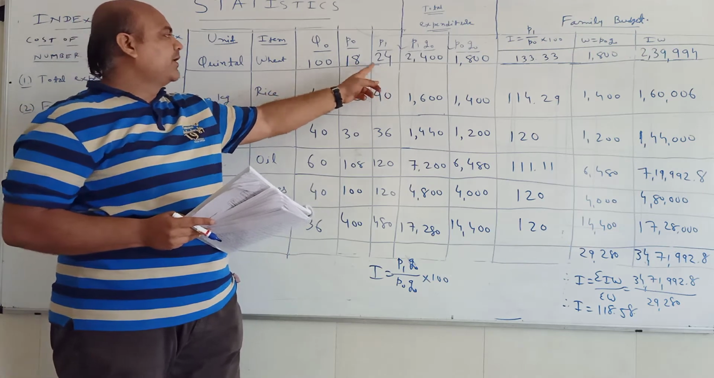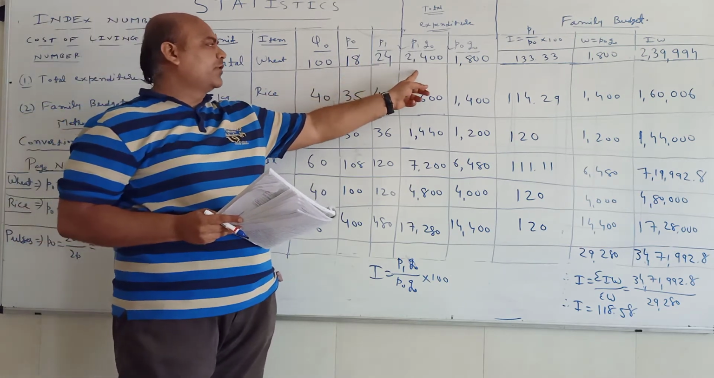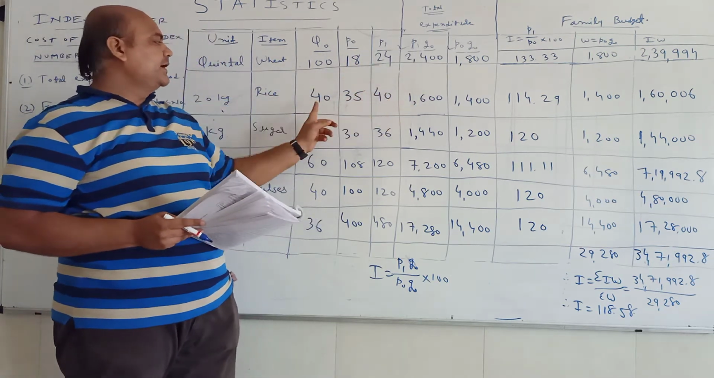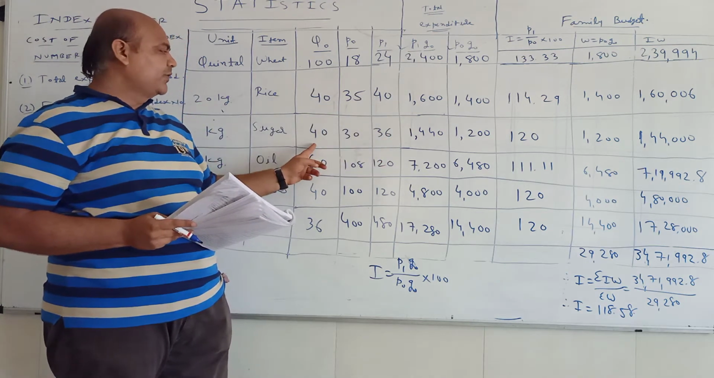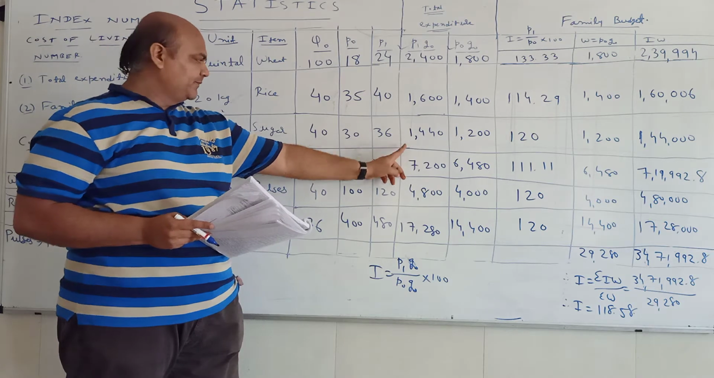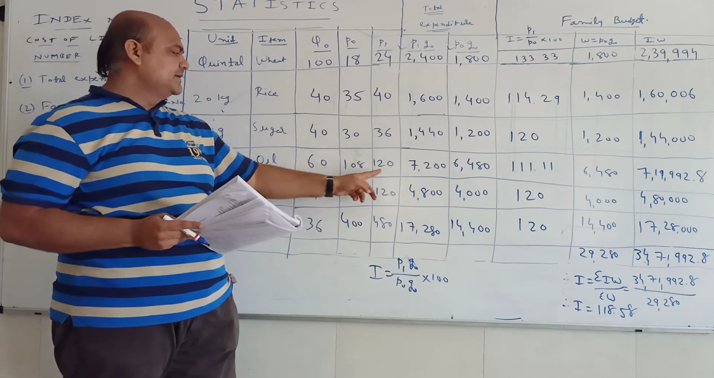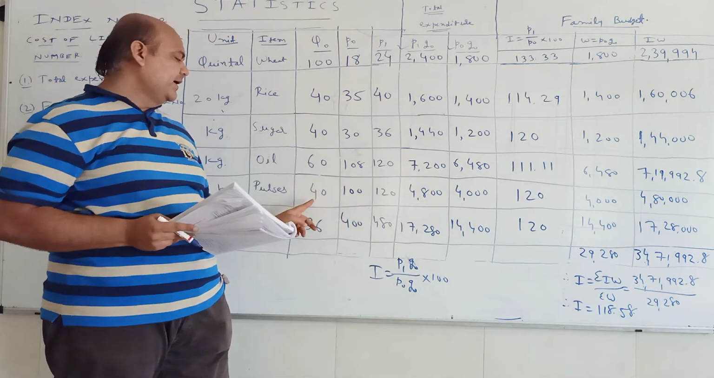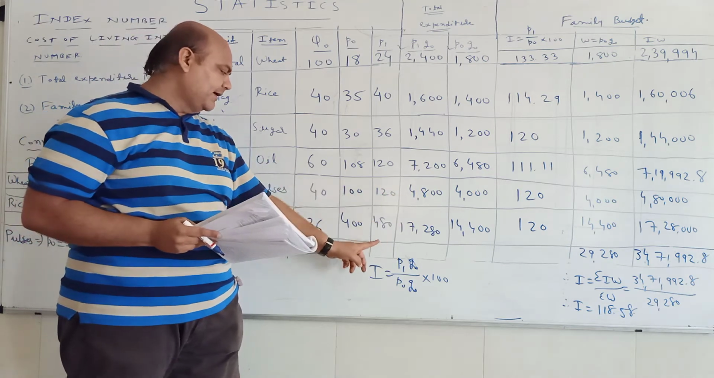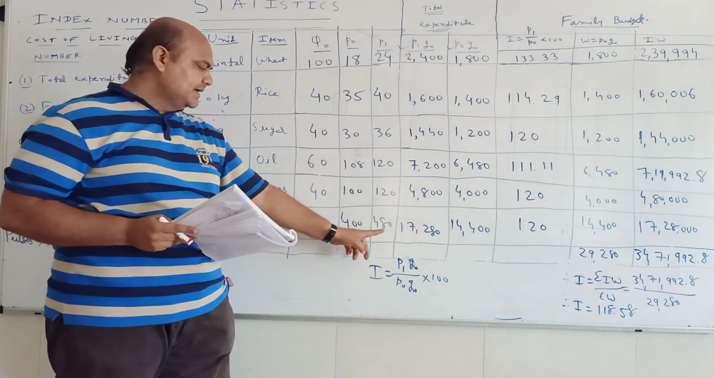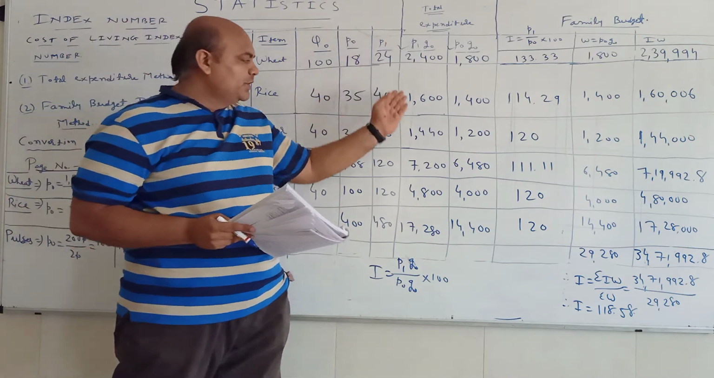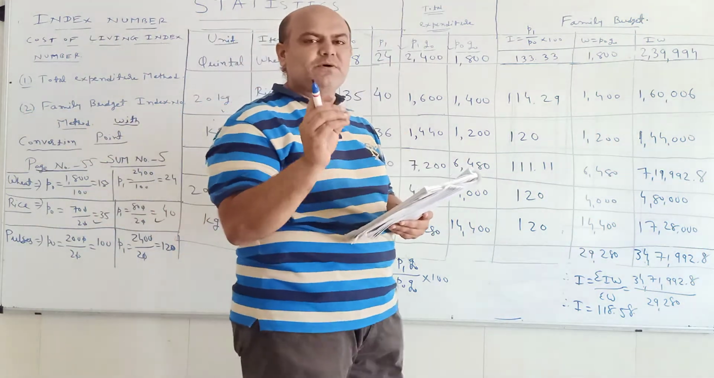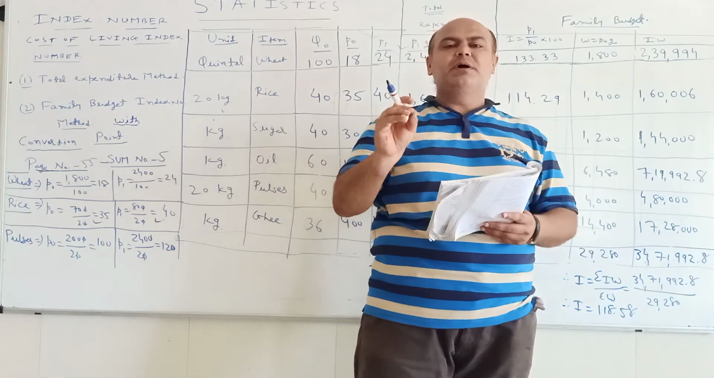P1 Q0 means multiplication of the column of P1 with Q0. So 24 into 100, 2400. 40 into 40, 1600. 36 into 40, 1440. 120 into 60, 7200. And 120 into 40, 4800. 480 into 36, that is 17,280. Then we have to do the total of this column, that is called sigma P1Q0.